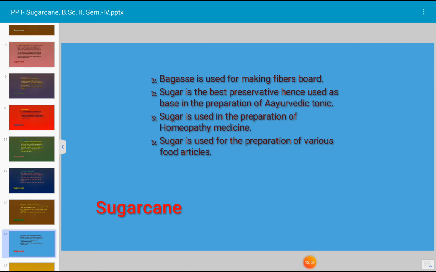Sugar is the best preservative, hence it is used as a base in the preparation of Ayurvedic tonic. Sugar is used in the preparation of homeopathy medicine. Sugar is also used for the preparation of various types of food articles and several uses are there. This is the economic importance of sugarcane. This is all about the sugarcane plant.